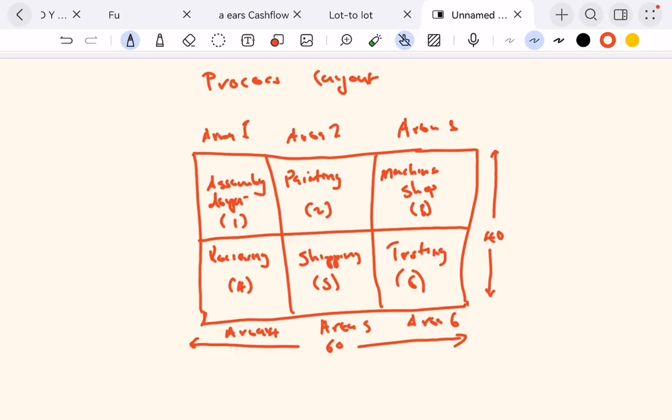So we have area 1, 2, 4, 5, 6. From area 1 to 2, if you are moving materials from assembly to painting here, it will cost you 100 kwacha. But if you are moving materials from 1 to 3, here, how much will it cost you? 200. You see that? If you are moving 1 to 6, it will cost you 200. But 1 to 4, they are too close. It's just 100 kwacha. Clear?